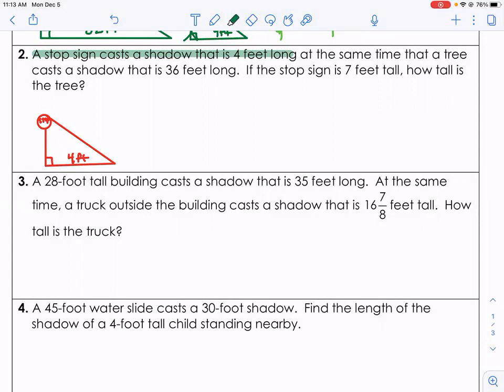Ryan, do you have this drawn? Thank you. Now, at the same time, a tree casts a shadow that is 36 feet long. That's a good tree, Miss Holman. Thanks. Trees look exactly like that, right? No?